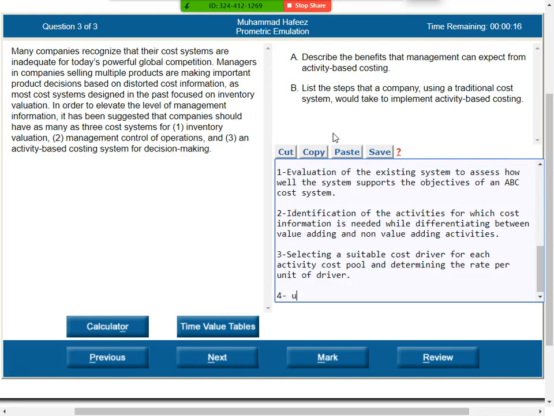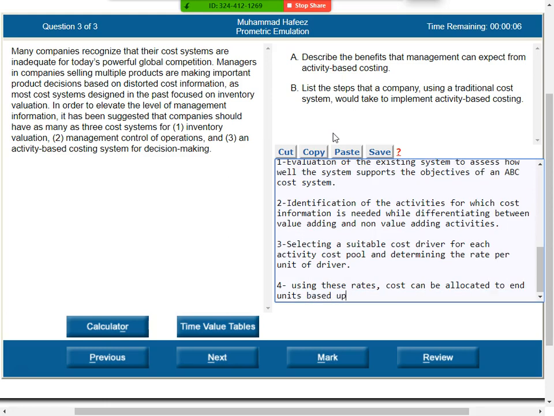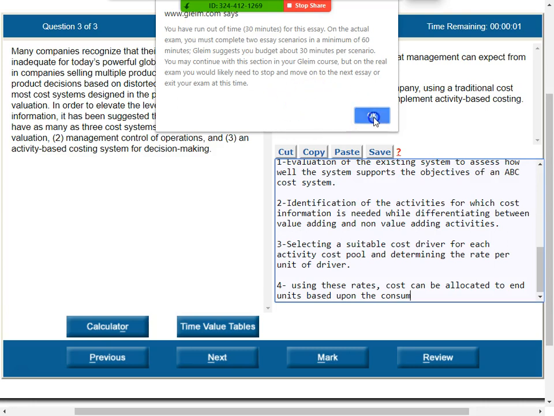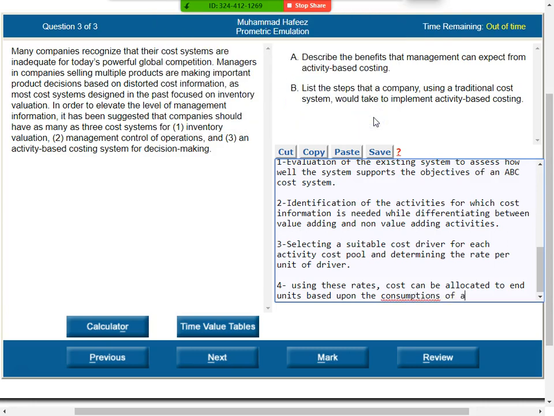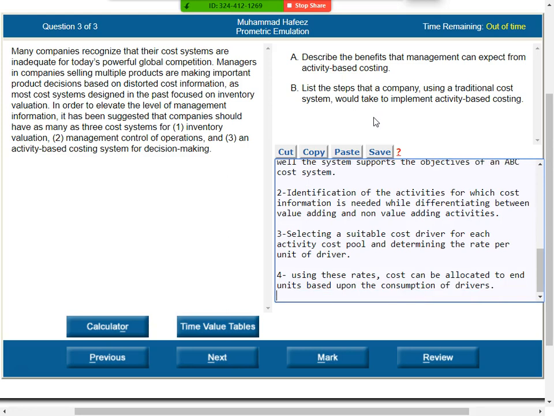and then finally using these rates, cost can be allocated to units based upon the consumption. And that's all. You're done, and we have done this in just 18 minutes.